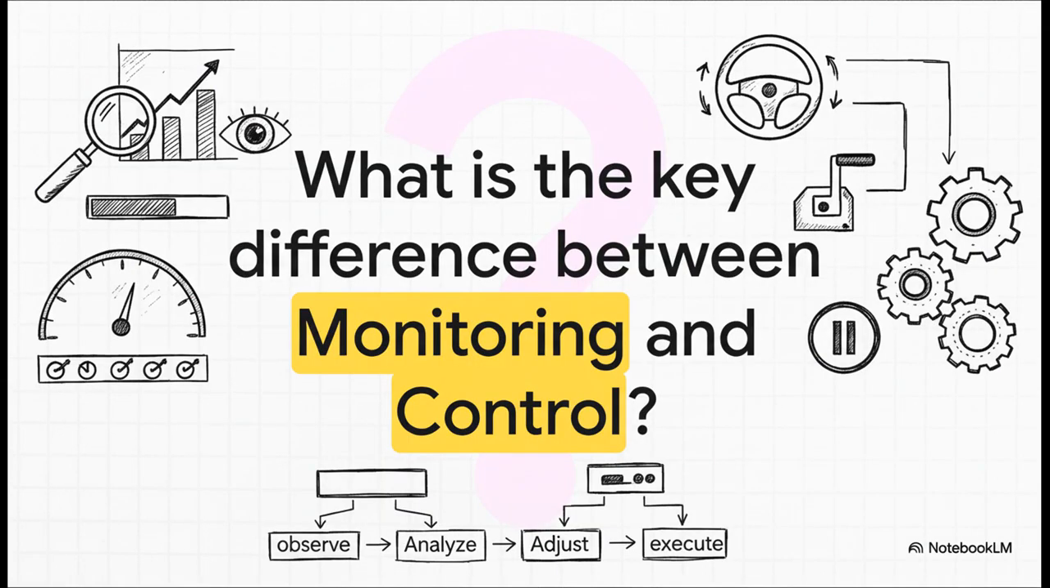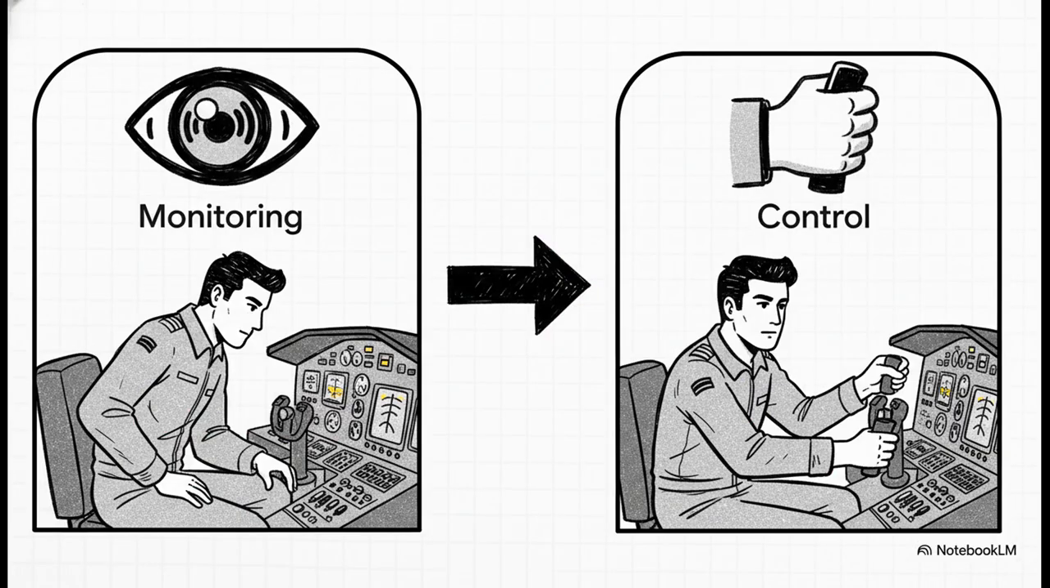Okay, last question, and this one really gets to the heart of everything we've talked about. What is the best way to describe the difference between monitoring and control? Is it A, who does it, B, data versus action, C, how often it happens, or D, what tools it uses? And the answer is B.